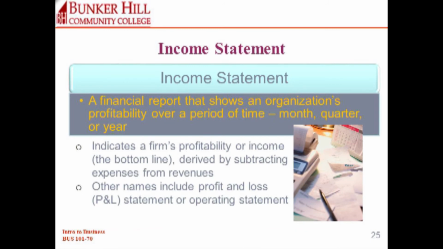Slide 25 talks about an income statement. Again, we already looked at one. So how profitable have you been during a particular period of time that you're analyzing? Your profit or your loss, either black or red or green, depending on what kind of a program you're using.